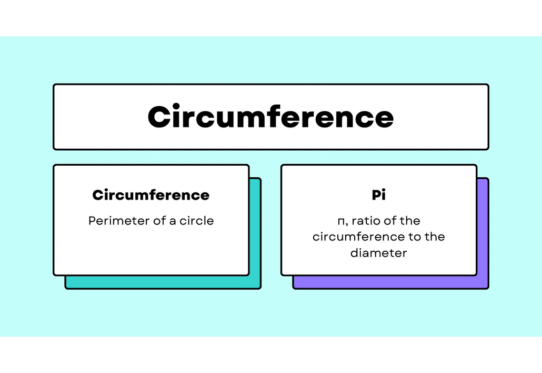Now, circumference is just the perimeter of a circle. So when we talked about the quadrilaterals in that video, we had perimeter as part of the topic. That was just the distance around the outside. Circumference is the special name for that for circles. And we also have this thing called pi. So you'll see this little symbol right here. It's the ratio of the circumference to the diameter.